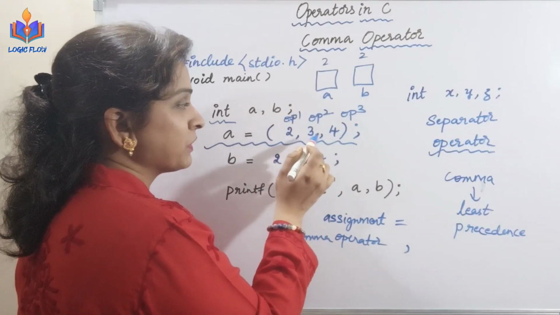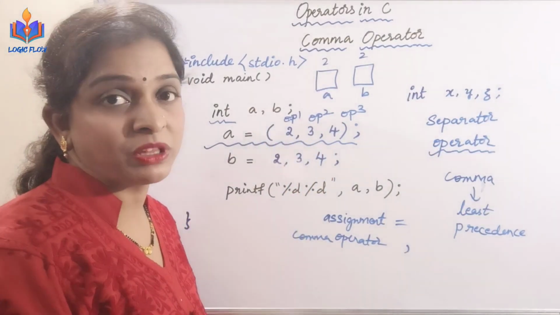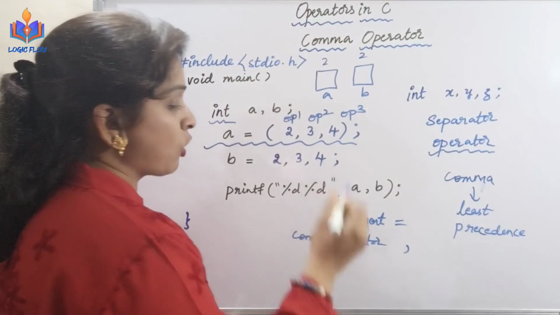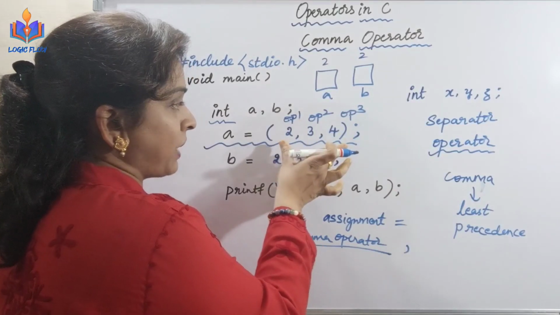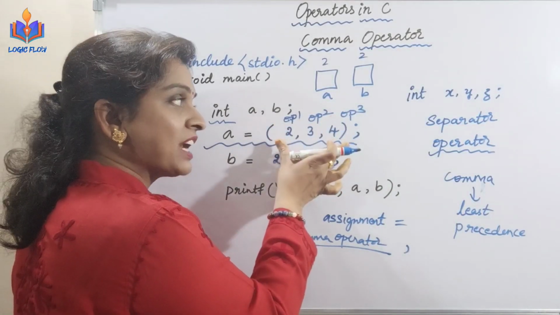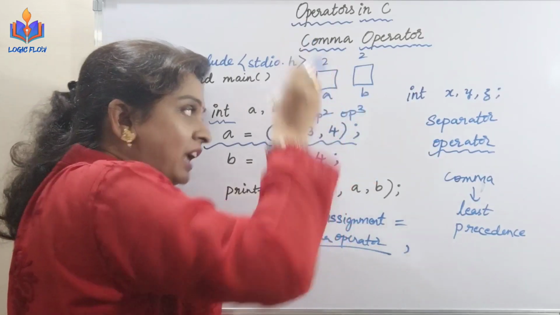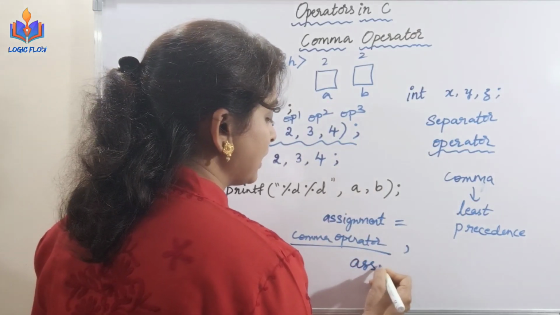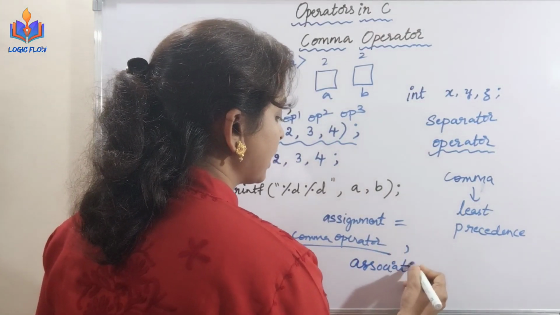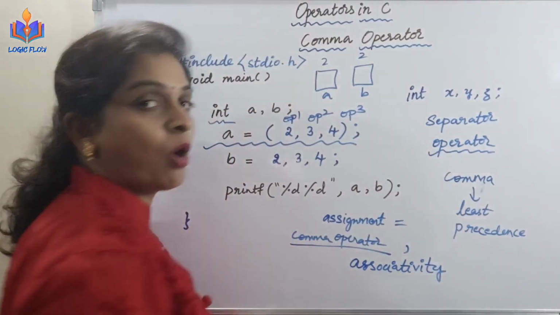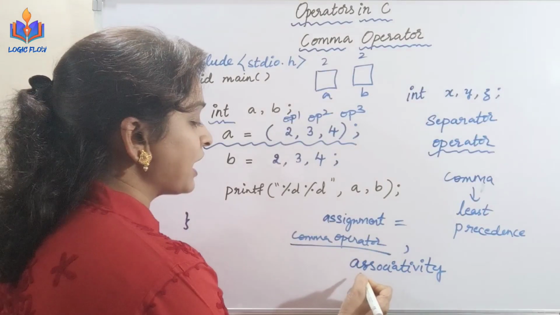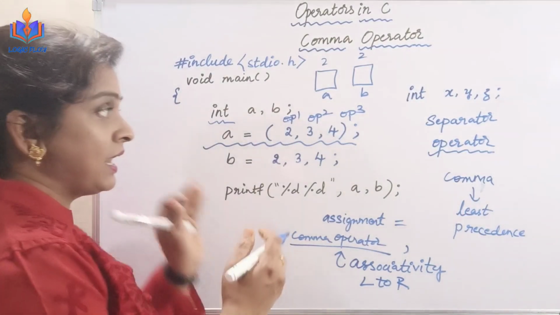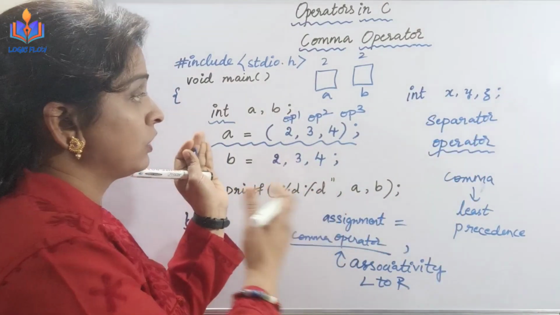Here we have to check the associativity of the comma operator. We have the comma operator within the brackets, and brackets are evaluated first. When we get inside the brackets, we have comma. What about the associativity? Associativity tells in which order the operators have to be evaluated. The associativity of the comma operator is from left to right. It has to move towards the right.